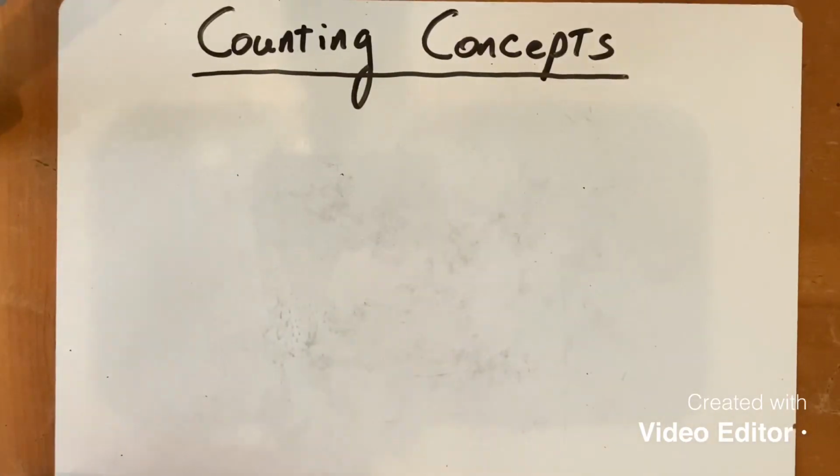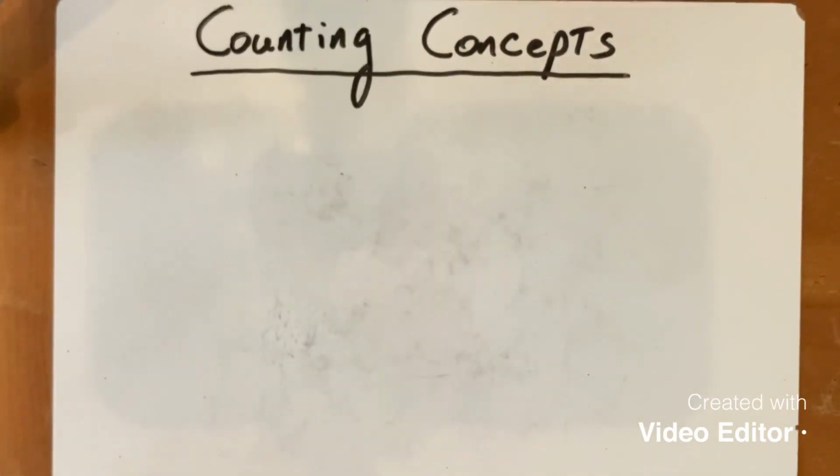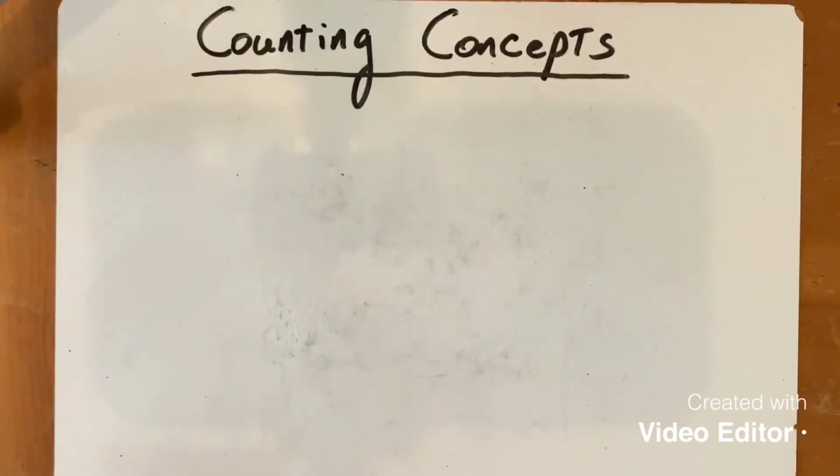This first section is based on what's called counting concepts. We need to learn this concept before we move into the actual probability portion, which we'll talk about in later sections. But this is section 1 of the PowerPoint. If you want to follow along, you can.